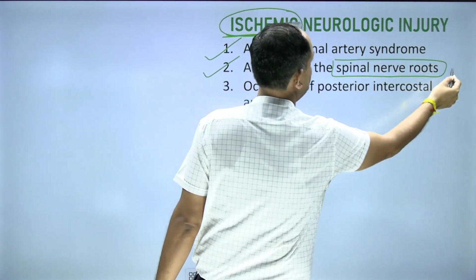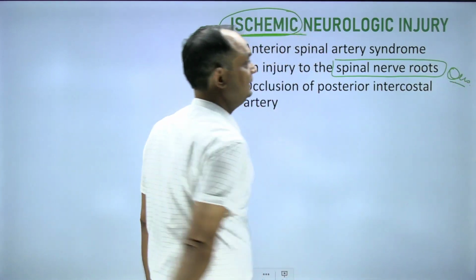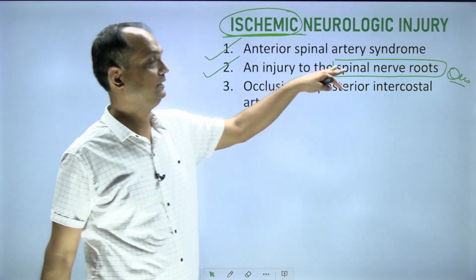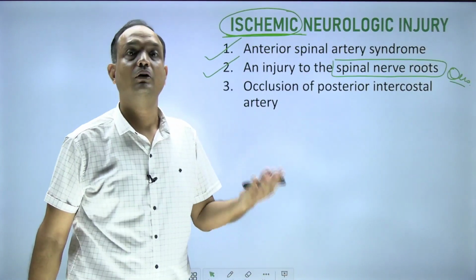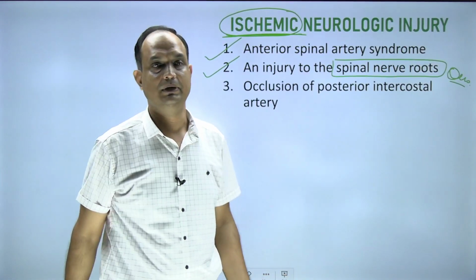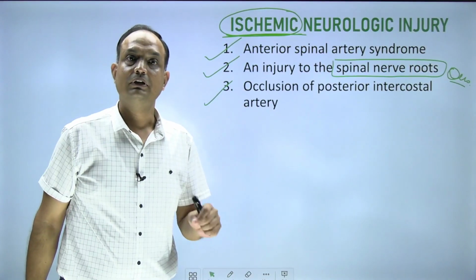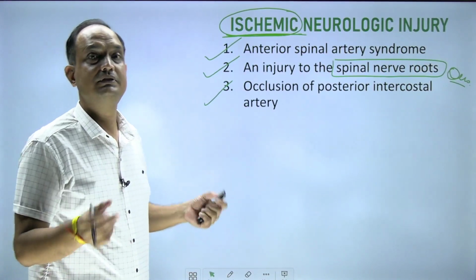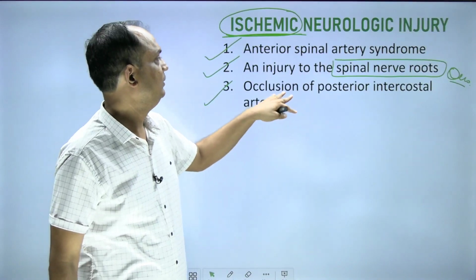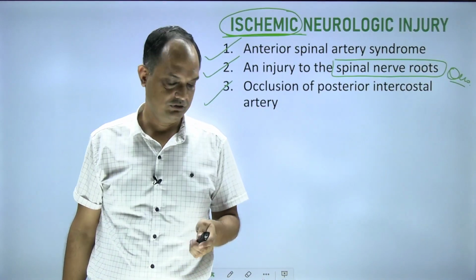Now this is an important concept to understand: when the spinal nerve root is cut, there is a loss of blood supply to that segment. And lastly, it could be due to blockage of the arteries in the vicinity of the spinal cord, for example, occlusion of the posterior intercostal artery.